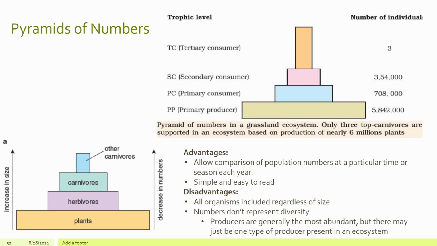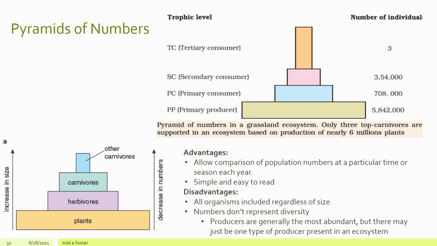And then a pyramid of numbers has a couple of disadvantages and also some advantages. It provides a lot of raw data. They're really simple, they're pretty easy to read, and it allows for great comparison, especially for population numbers at a particular time or a season each year.